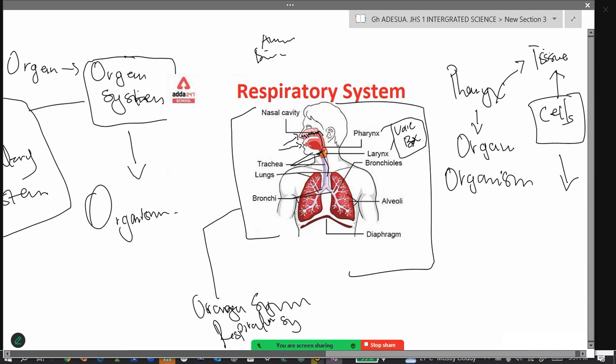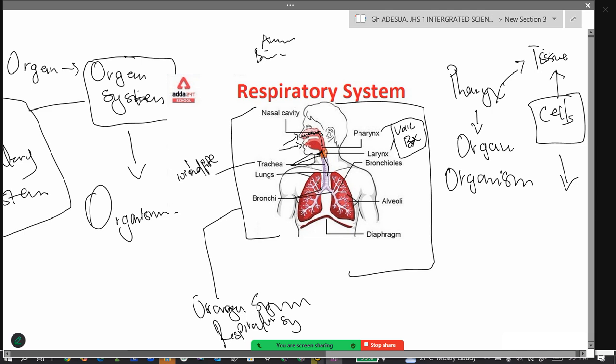Now, the air will pass through here and it will pass through the trachea. So the trachea is also known as the windpipe. Okay, I'm explaining, but we'll still write notes on it. The windpipe. Now, when it enters the windpipe, it moves from the windpipe and then it goes to the bronchus. So this thing you see here is the bronchus.